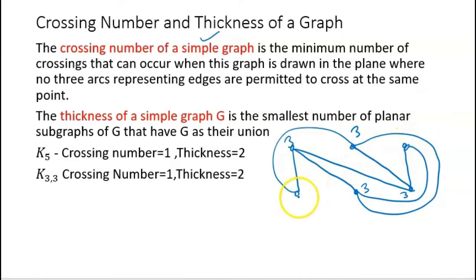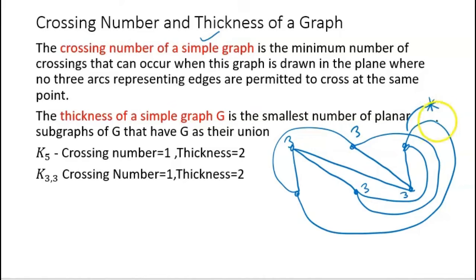So if I have to join them, you can see that no matter how you try, if you want to join them, one crossing will certainly happen, right? If you join this, there is a crossing happening at this point. So the minimum number of crossings is 1, so the crossing number of K33 is equal to 1.